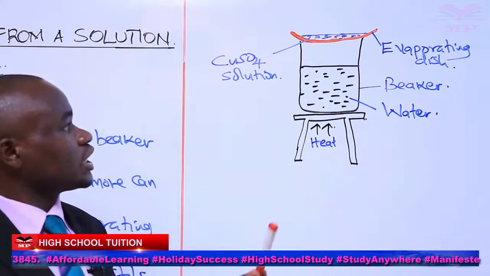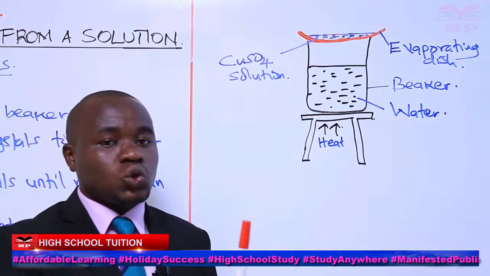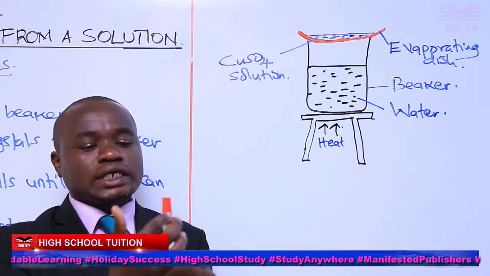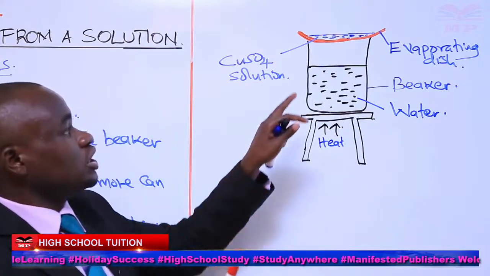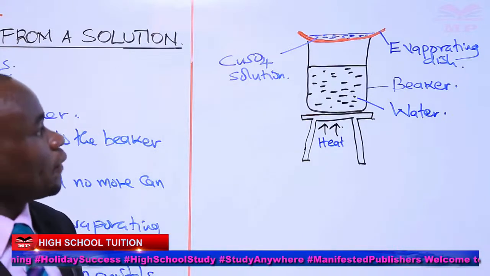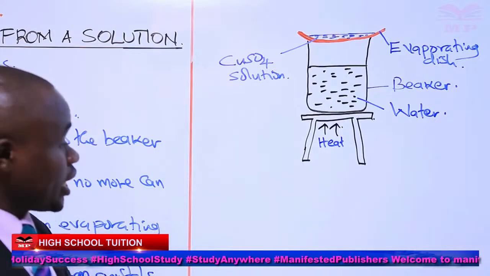Once you remove the glass rod from this solution and then you hold it in the air, it will cool. On cooling, you'll be able to see some crystals on the glass rod. That will mean the solution is ready to form crystals. If it is not ready to form crystals, then you'll continue heating. So that's how we shall arrange our apparatus.